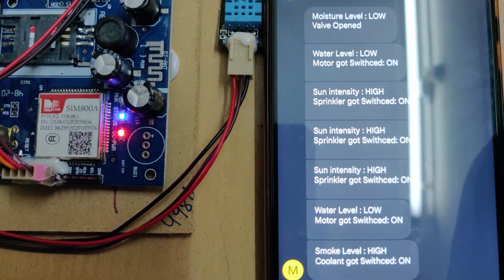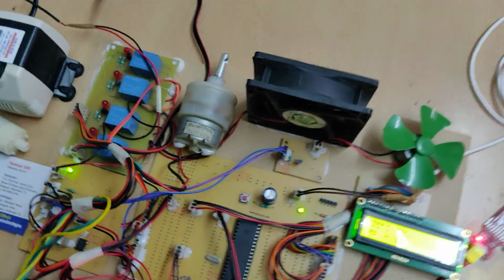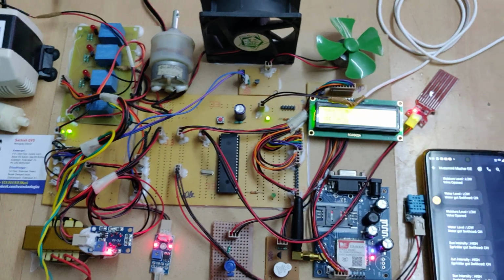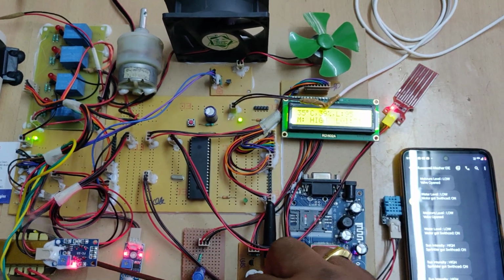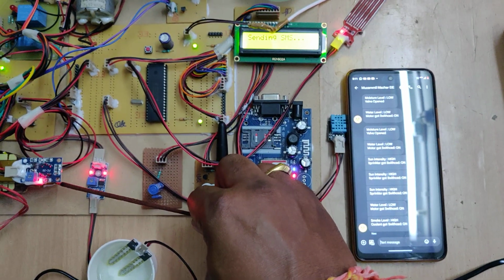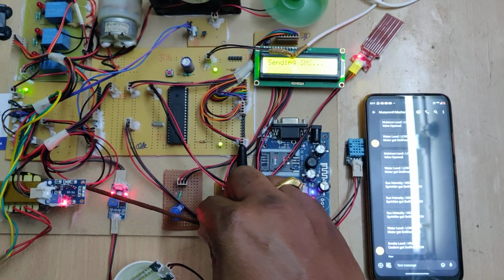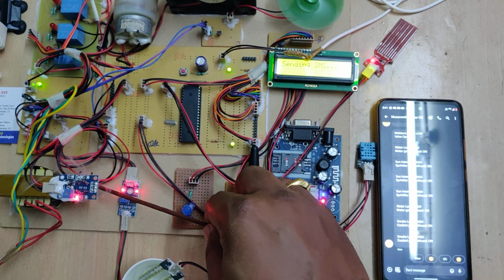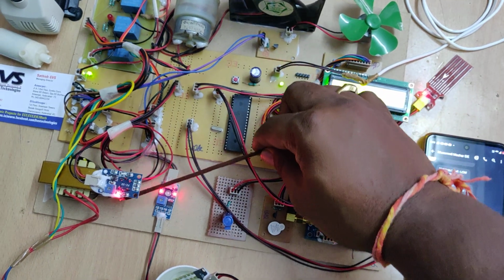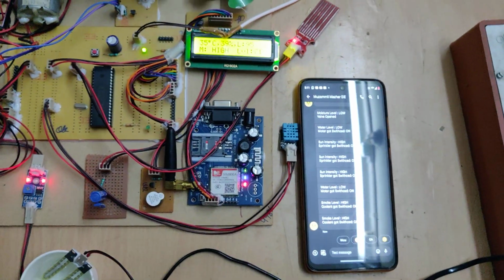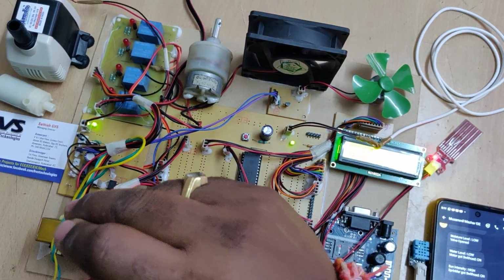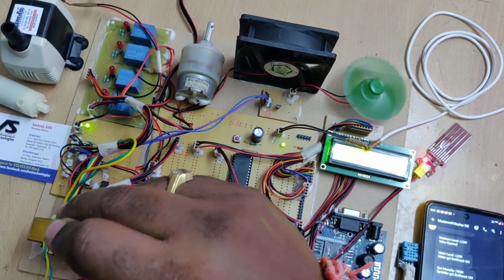Smoke level is high, so the coolant got switched on. Okay, it's all off, right? So let me see that. Right, you can see that the coolant got switched on. There we can see the light also indicated over here when the smoke is detected. To have less sensitivity, anti-clockwise rotation is less sensitivity.